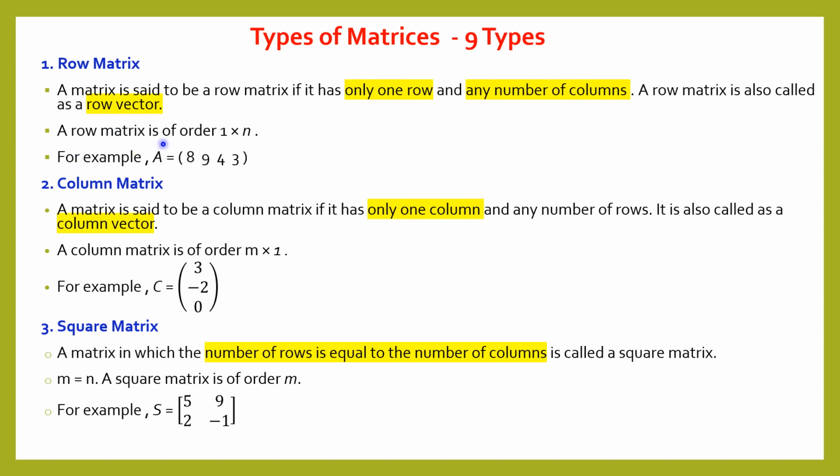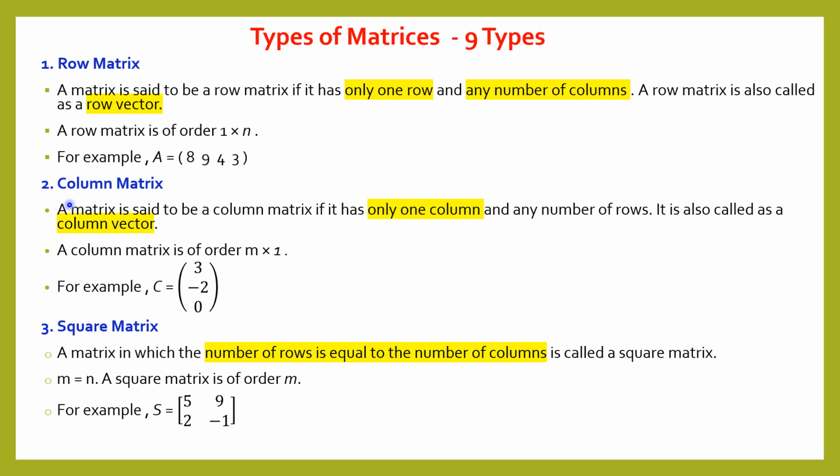A row matrix is of order 1 cross n. Here 1 represents the row number, n represents the number of columns. So let us see the example. For example, A equal to 8 9 4 3. That is, here we are having only one row, but we are having 4 columns.